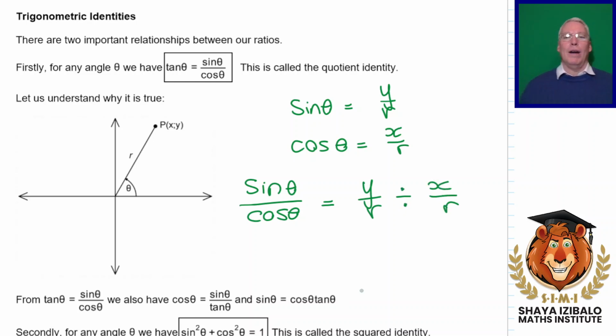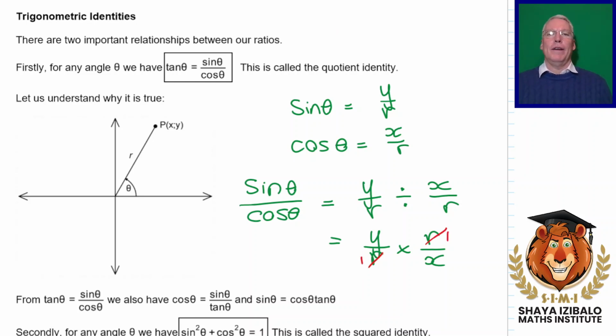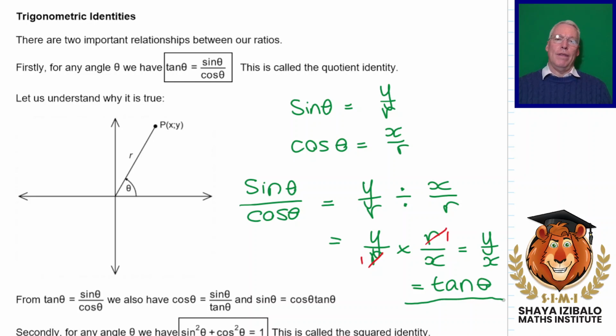When we take y over r and divide by x over r, remember how we divide fractions, we tip and times. We get y over r times r over x. These r's can divide out, as opposed to cancel. We don't really like the word cancel. When you cancel something, there's nothing left. And so we end up with y over x. Now y over x is just tan theta. So there we have it. We've proved that identity, the one that we've been using.